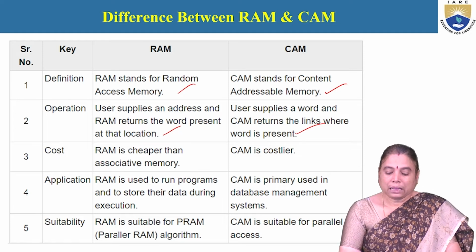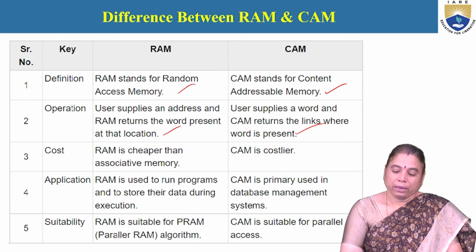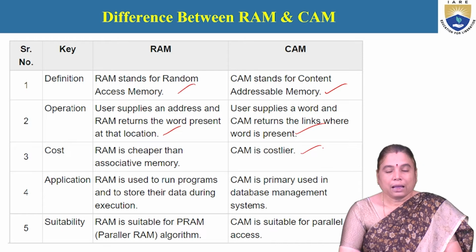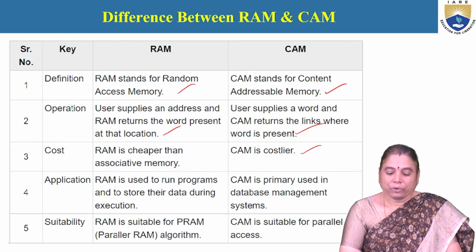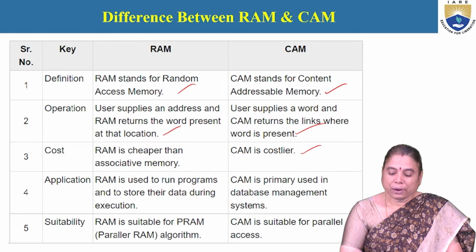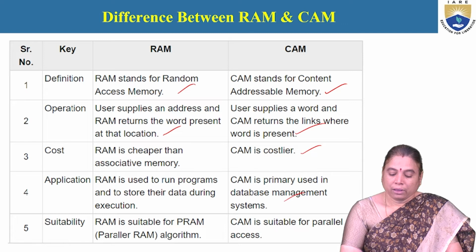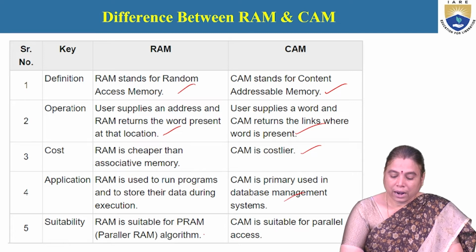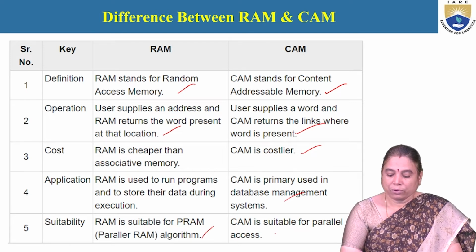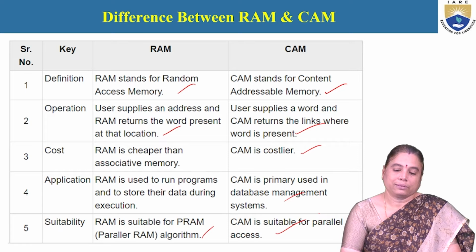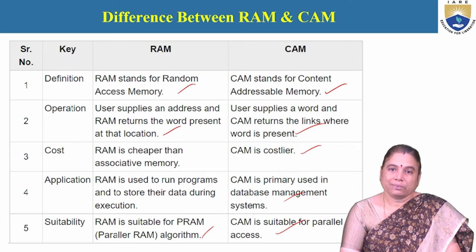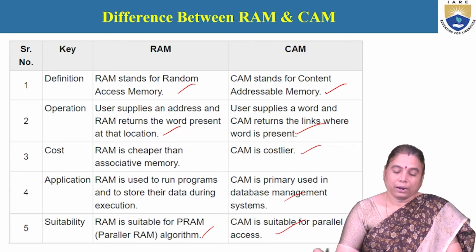RAM is cheaper than associative memory. CAM is costlier. RAM is used to run programs and store their data during execution, but CAM is primarily used for database management applications. RAM is suitable for parallel RAM algorithms. CAM is suitable for parallel access. So these are the major differences between RAM and CAM.